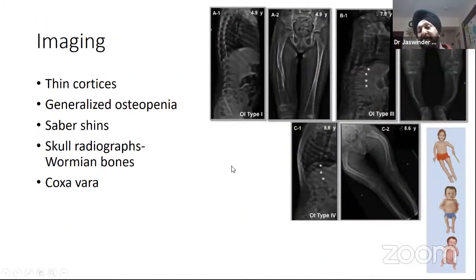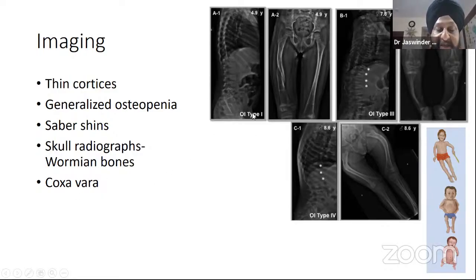So once the clinical features guide us that this is a case of osteogenesis imperfecta, we ask for the X-rays. In most of the cases, in general, the X-rays will show thin cortices of the bones. There will be a generalized osteopenia. There will be Sheperd's crook, as already told, and deformed tibia. The skull radiograph will characteristically show Wormian bones, and there will be coxa vara.